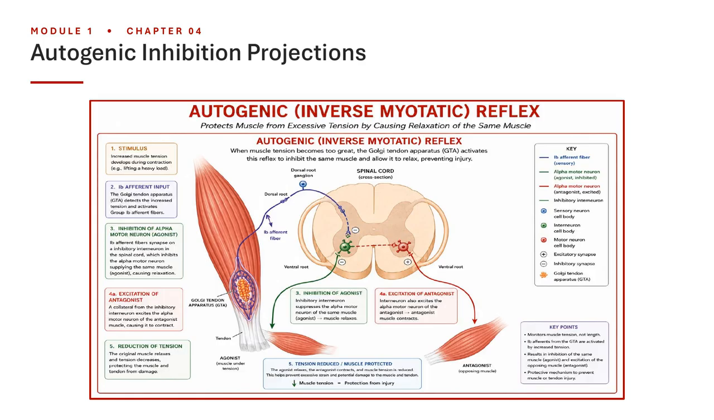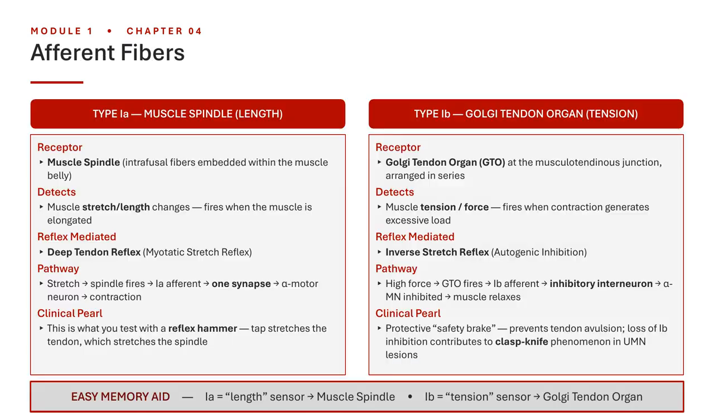Both use interneurons, both have simultaneous effects on agonist and antagonist, but the receptor, the afferent fiber type, and the triggering condition are all different. This is a comparison slide you need to commit to memory because the distinction between IA and IB is tested regularly and is clinically meaningful.